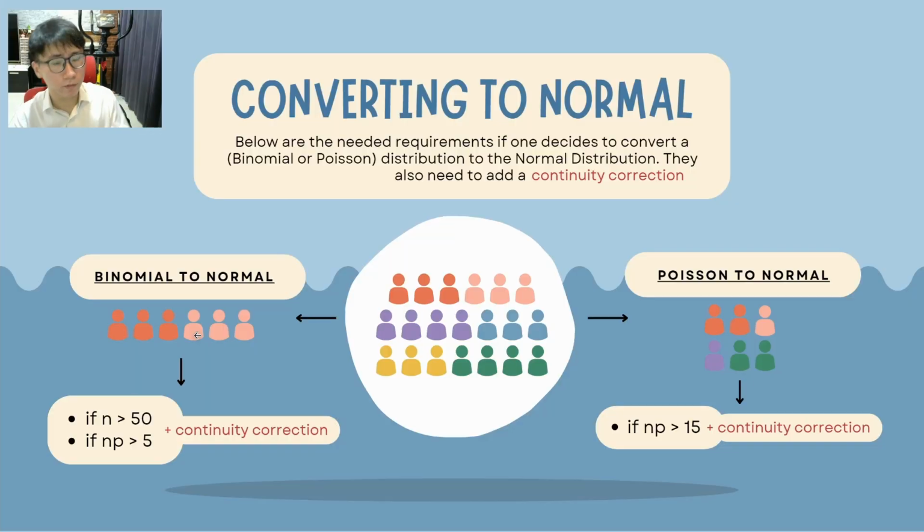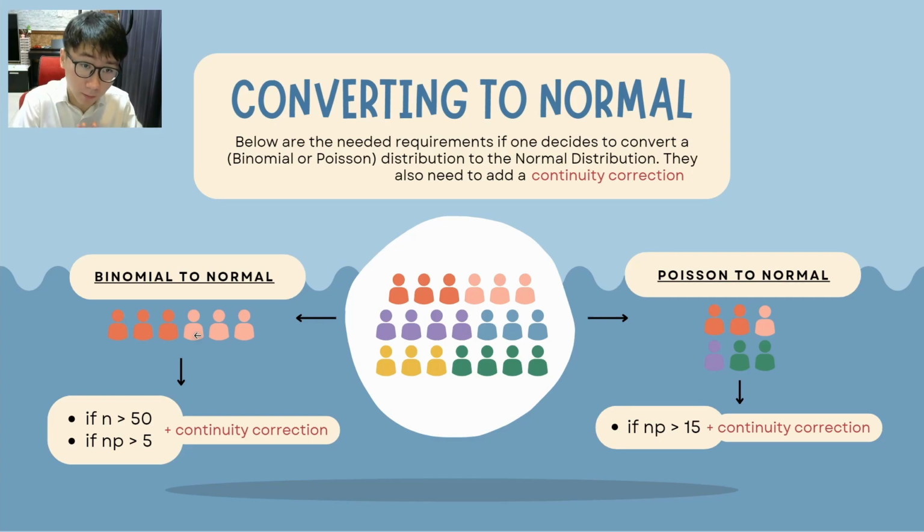What if we need to convert other distributions to normal? Of course, there need to be requirements. There are certain requirements if we want to convert binomial to normal or Poisson to normal, and they all have one common requirement, which is to add a continuity correction. I'll explain that later, but let's focus on each distribution for now.